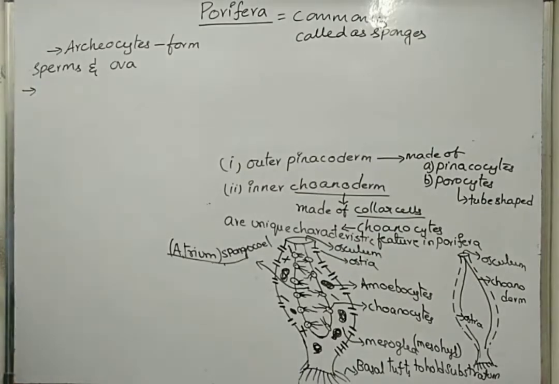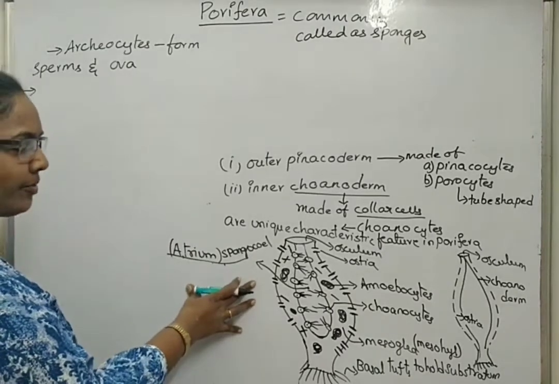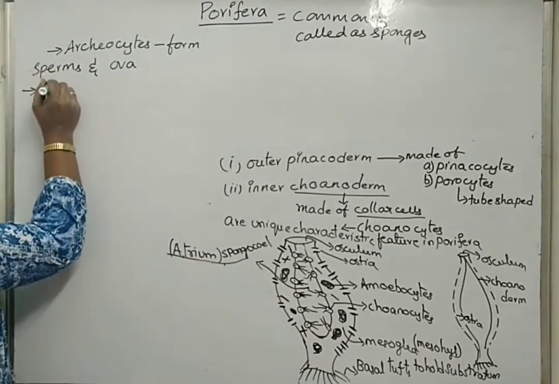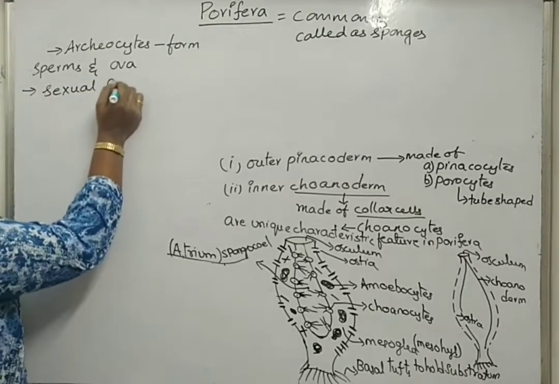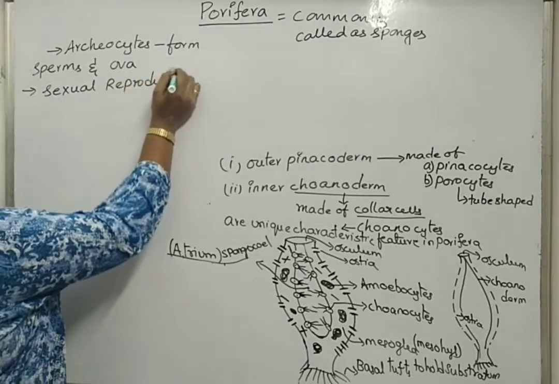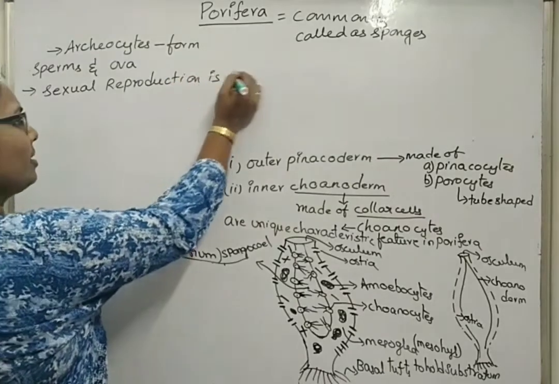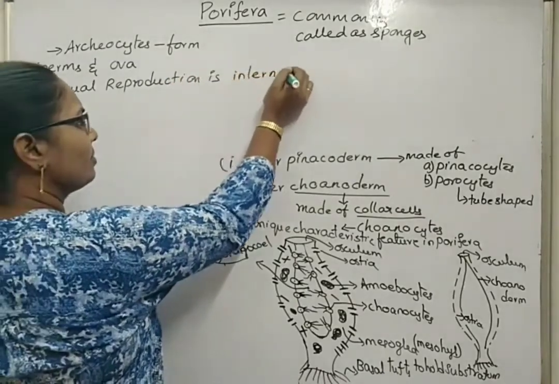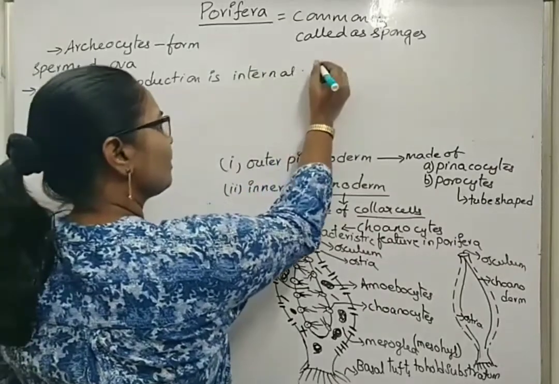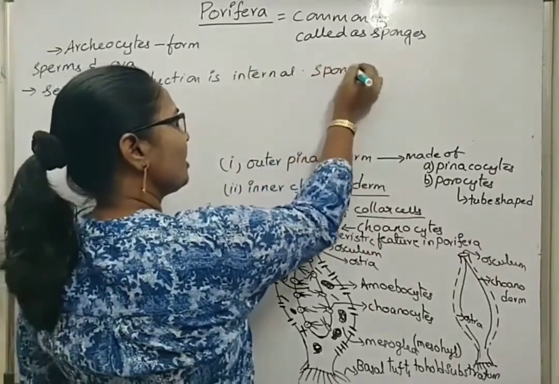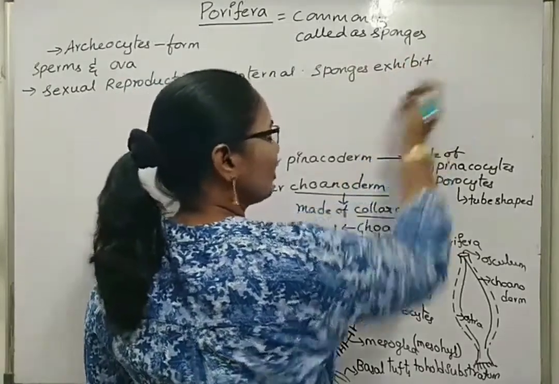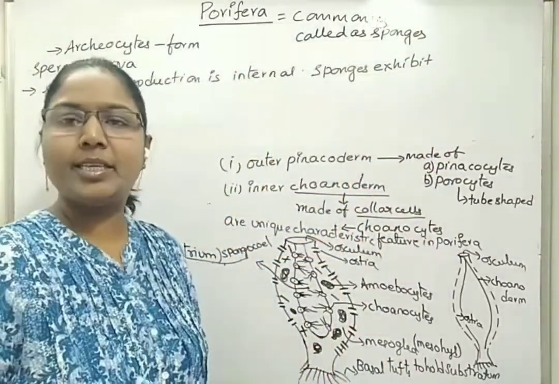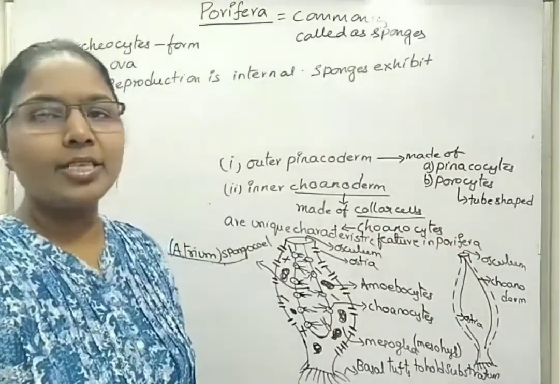Sexual reproduction in case of sponges is internal and these are considered as hermaphrodite. Already we have seen that term. Sexual reproduction is internal. Next, sponges exhibit protogynous condition. It means that ova mature earlier than the sperms.